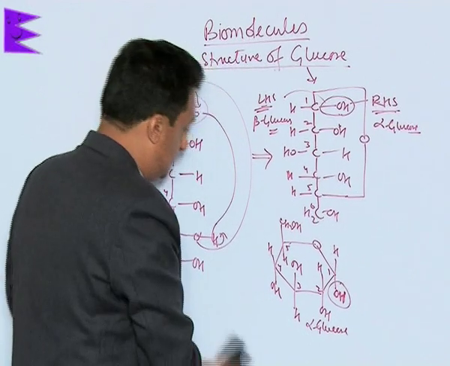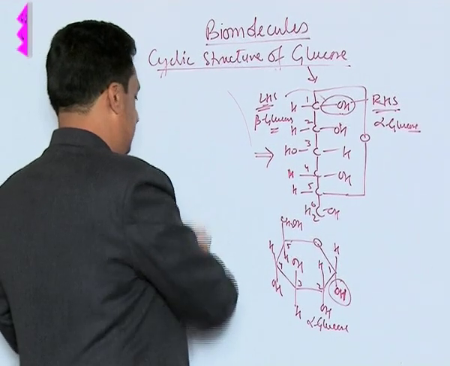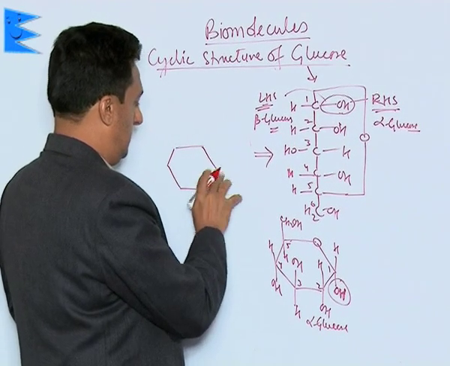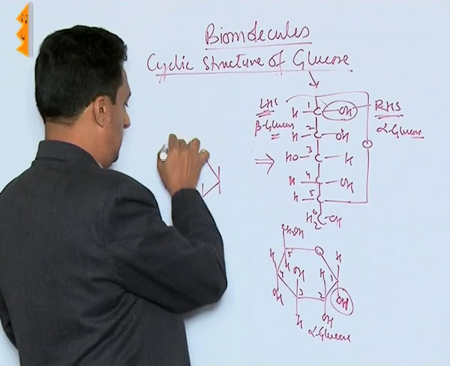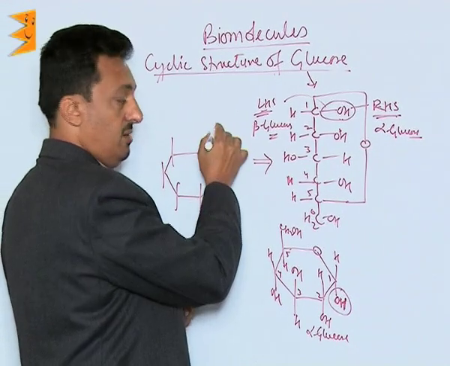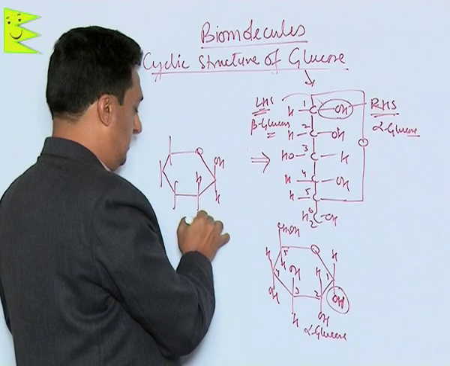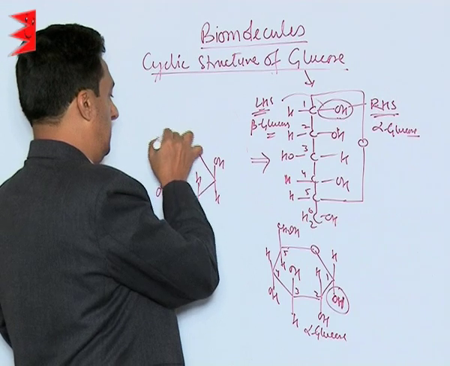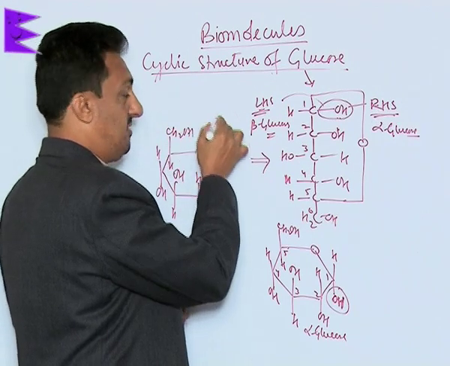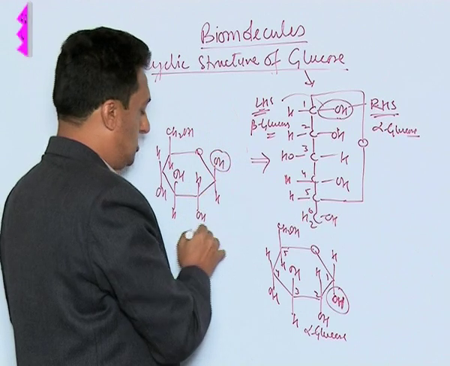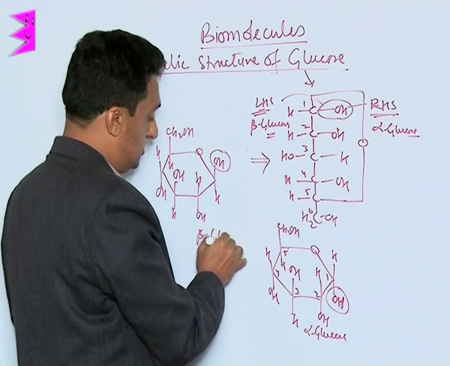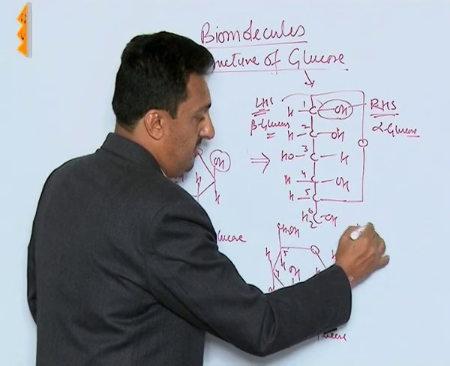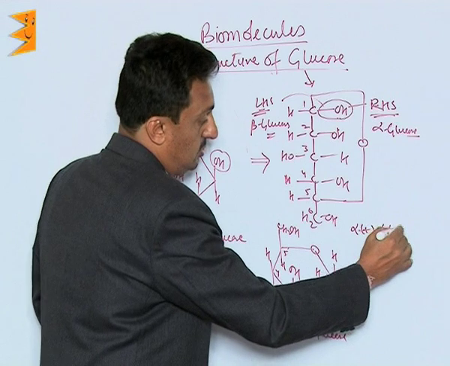So if I draw the same molecular species like this, with the OH on the upward side and all the rest of the groups on the same side, since the OH is above on the upper side, it's called what? Beta glucose. So the exact way of writing it will be alpha plus glucose.